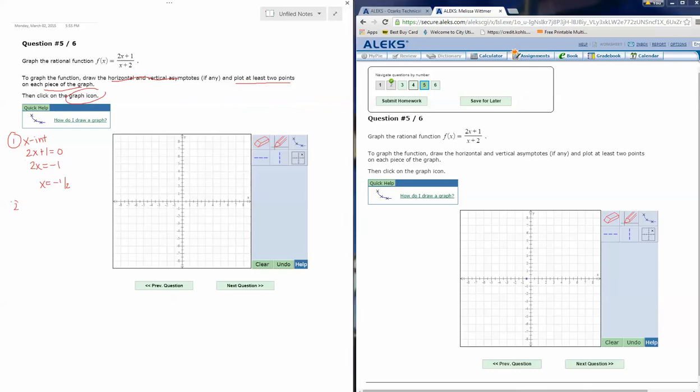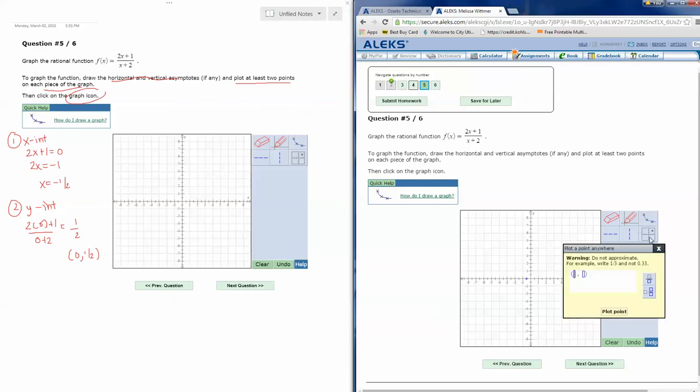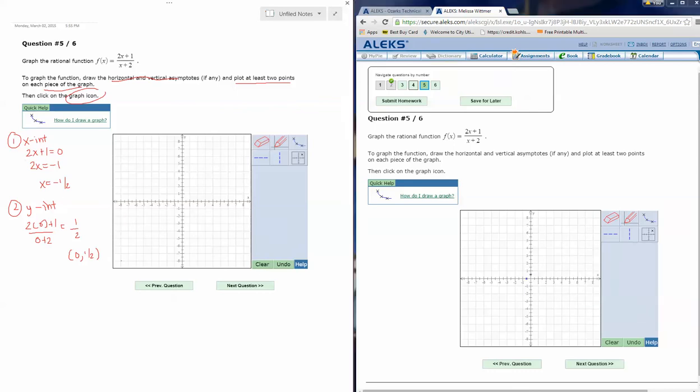The y-intercepts are where we plug 0 in for all of the x's. So 2 times 0 plus 1, divided by 0 plus 2. So that simplifies to 1/2. So (0, 1/2) is another ordered pair that I can plot. So I'm going to grab this point plotting tool here, and my x coordinate is 0, and for my y coordinate I'm going to pick the fraction and I'm going to type in 1/2. Plot that point. Okay, so now we're going to solve for any asymptotes for the graph.